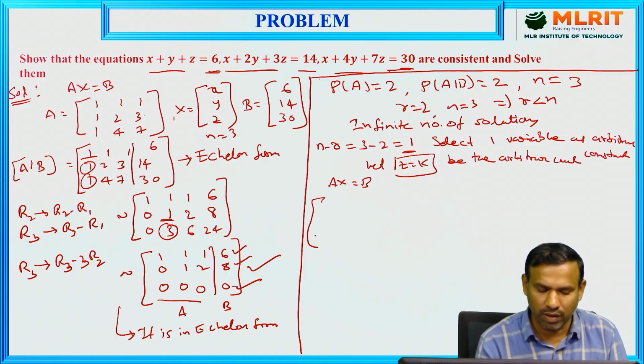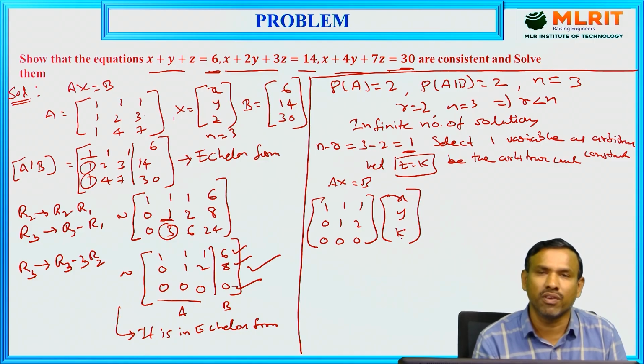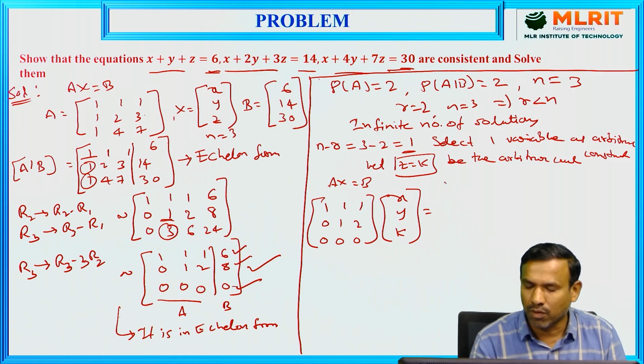What is the A matrix? It is the latest matrix after transformations, the last step we got. The last row is 0, 0, 0. X means the unknowns X, Y, Z, where Z is K, because the K value is fixed. Z value is fixed, and you can give it 0, 1, minus 1, anything. The RHS here is 6, 8, 0.